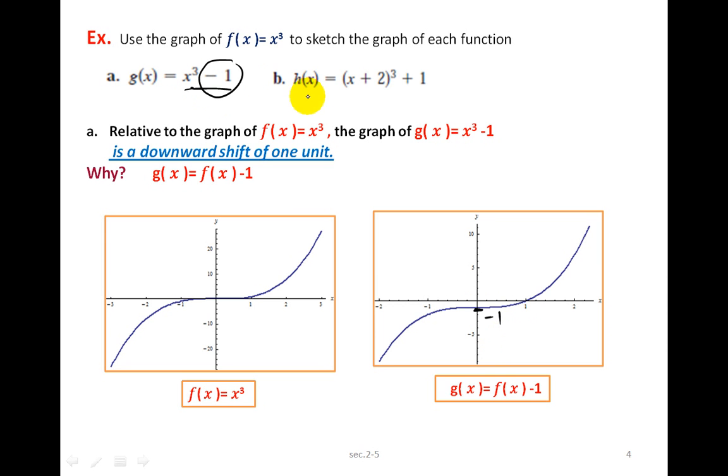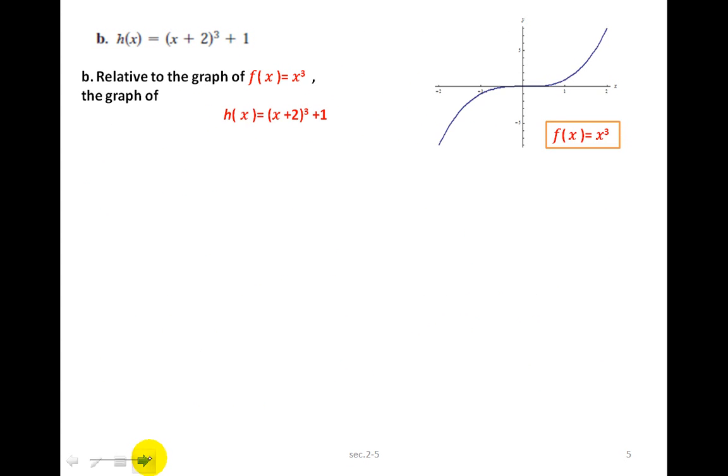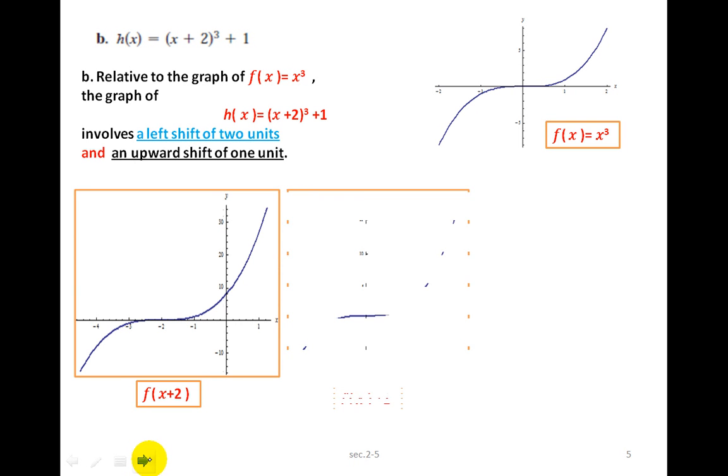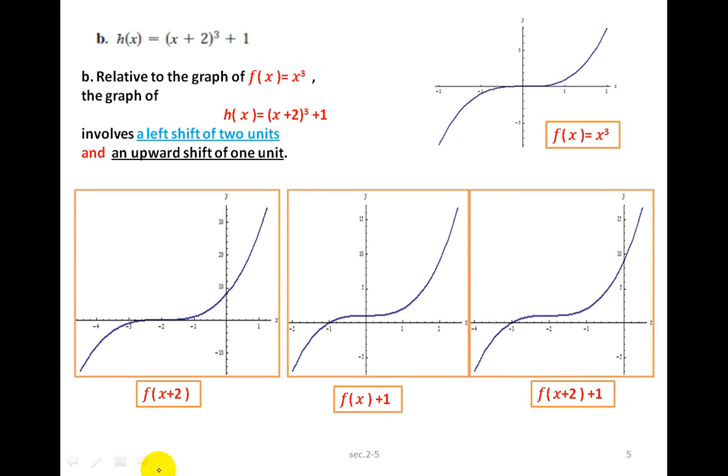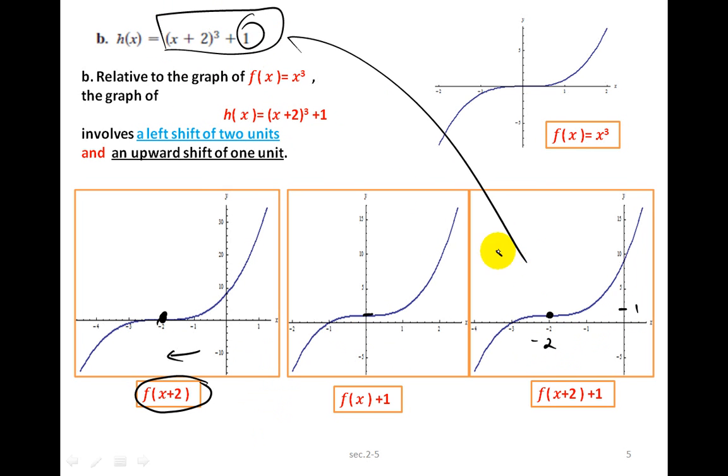And for example, what if you have x plus 2 the whole cubed plus 1? Let me see if it's drawn here. Yes, they already drew it here. So first, what does x plus 2 mean? It means 2 units shifted to the left, so they bring it to the left first, then plus 1, that means you're going to take it up 1 unit. So when you draw it all together, it will be like this: 2 units to the left and 1 unit up. So this will be the graph for this function.